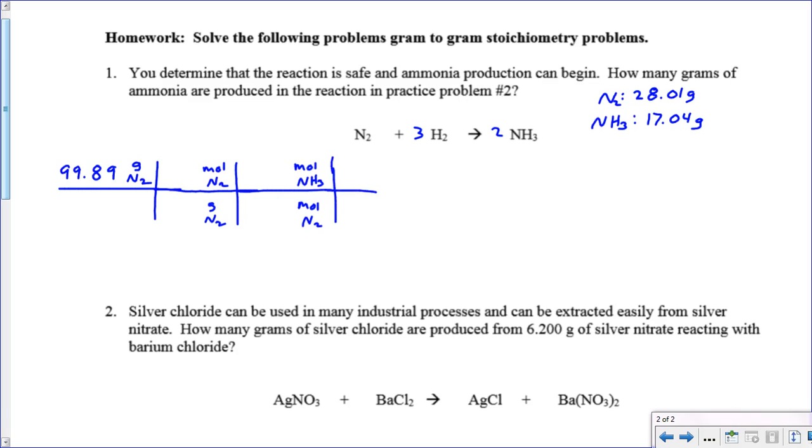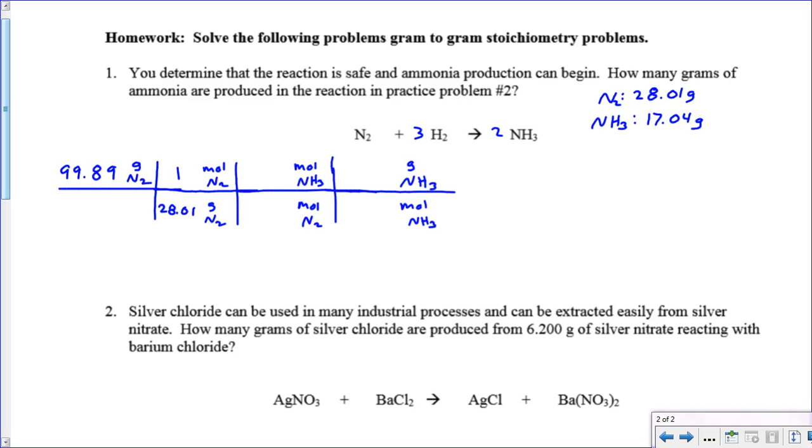All right, then once we're done with that step, we have to get from moles of NH3 to grams of NH3 because it asks us to determine how many grams of ammonia are produced. So writing in the numbers here, mole to mole ratio, first one, gram to mole, that's the molar mass. So we take 28.01 grams of nitrogen in 1 mole.